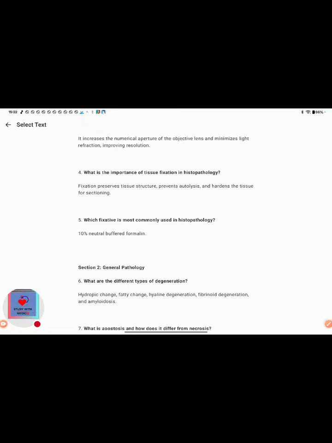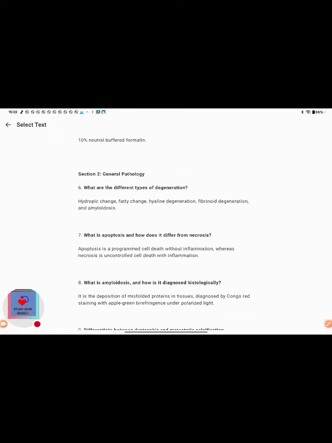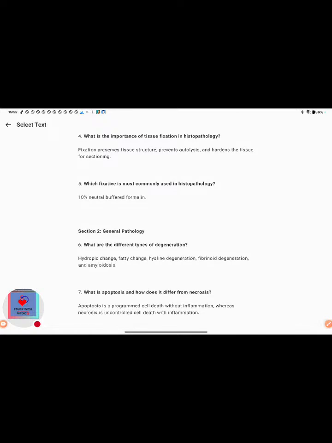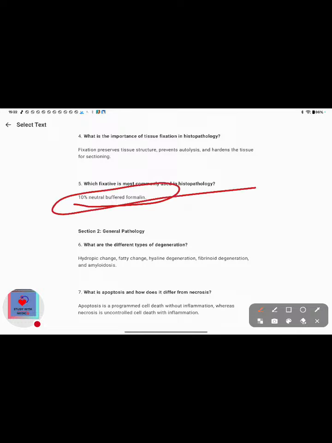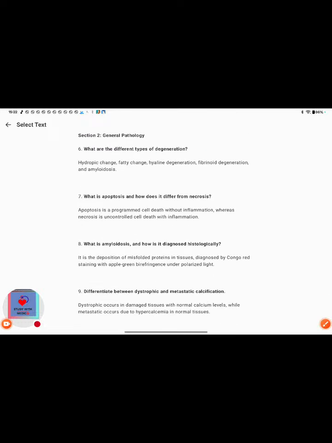What fixative is most commonly used in histopathology? We use 10% neutral buffered formalin. Formalin is used, 10% neutral buffered.